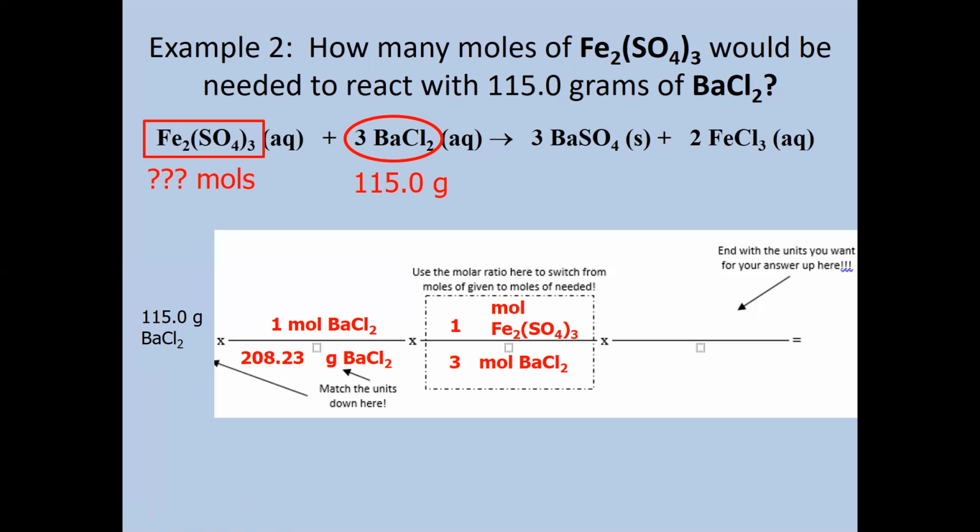Now here's where we have to be careful. We're looking for moles in our problem. I've got moles at the top. Remember, you end your dimensional analysis whenever the units you're looking for end up at the top of your dimensional analysis. So I stop right here and I do not keep going. So when I plug this into my calculator, I'll have 115 divided by 208.23 divided by 3. I want to make sure I have 4 sig figs for my answer.